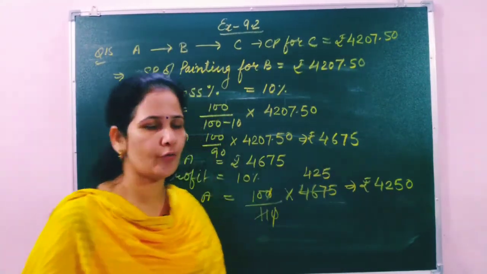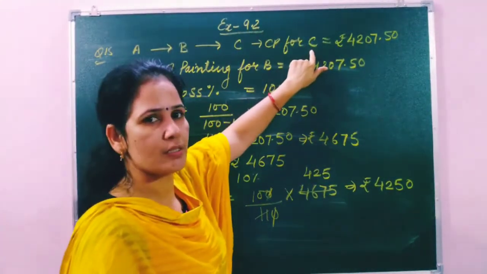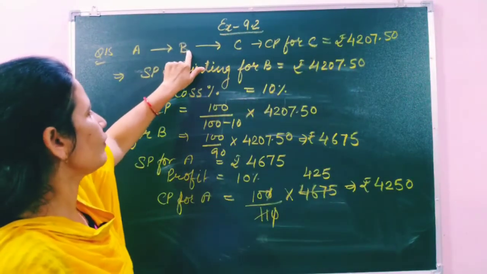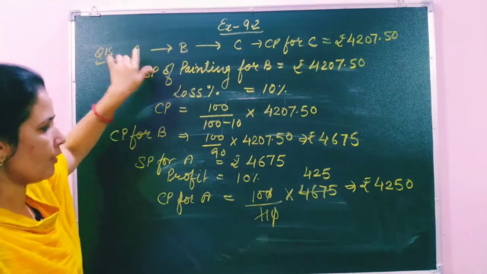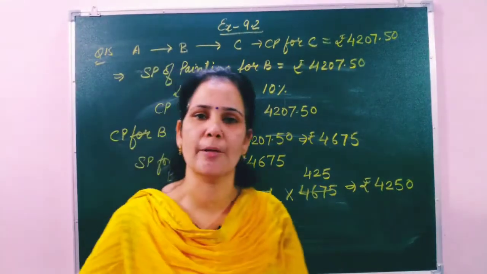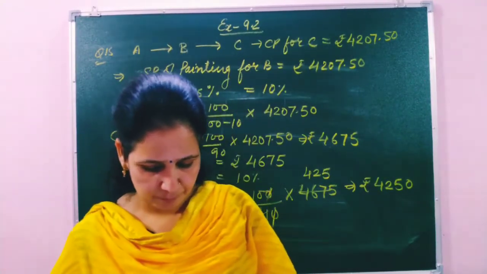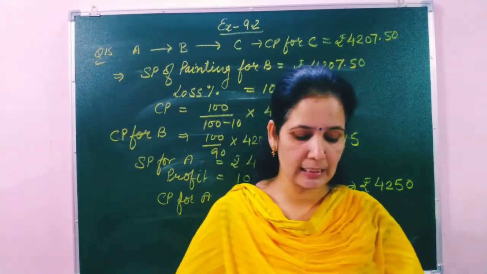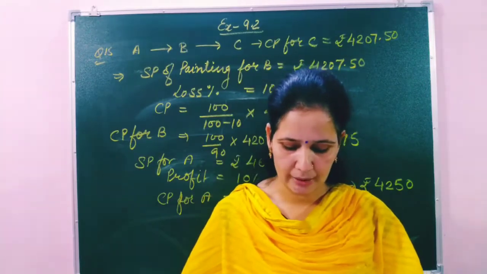How did we do it? I repeat again. They have given the CP for C. The CP for C is the SP for B. From here we find the CP, and then the CP for B is the SP for A, and then again we apply the same formula to find the CP. We have solved this question. And then, students, question number 16 is the same type as question number 15, so try to solve this question by yourself.